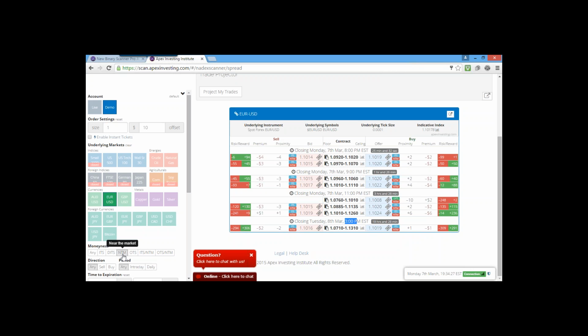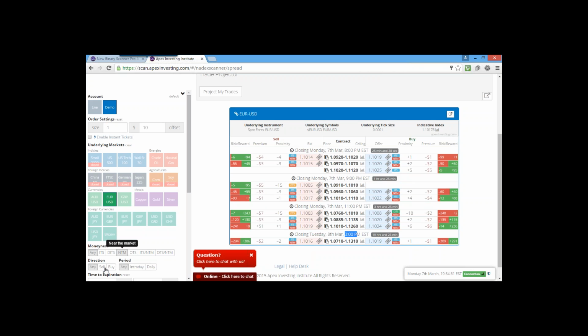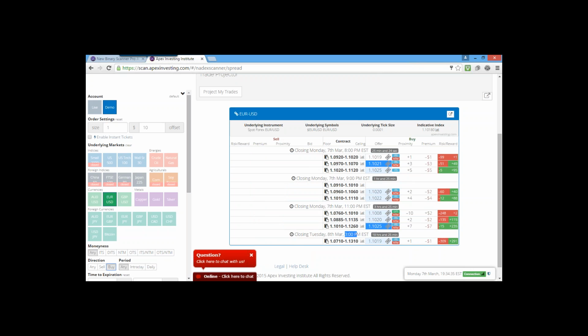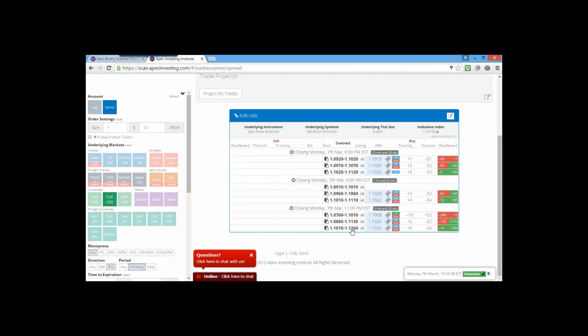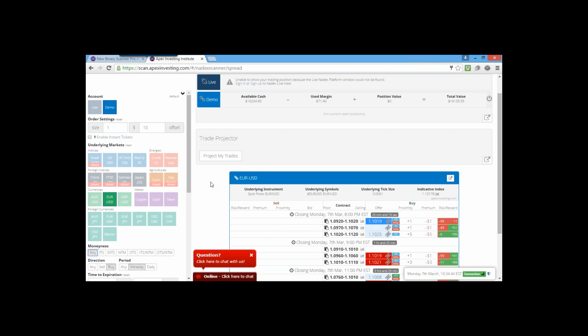Like if I said I just wanted, you know, near the money or near the market, and I only want to look at the buy side. Well, it narrows down my options and only shows me the buy side. If I only want the intraday ones and not the daily, it takes those off. So it's just some filters there, okay? But I'll reference this a little bit more later, but it's a great tool for you there.